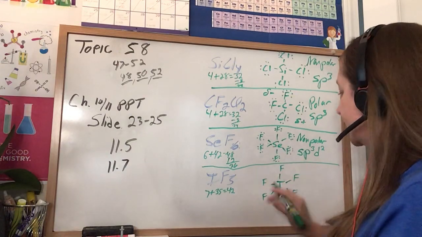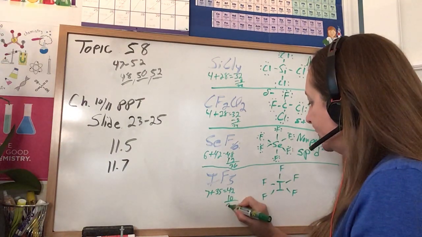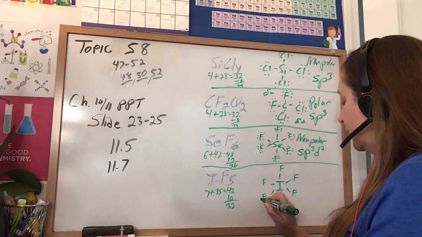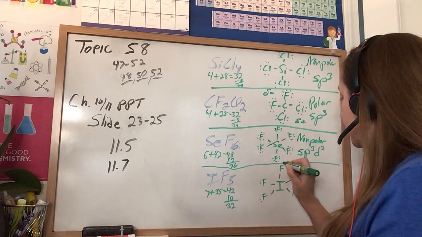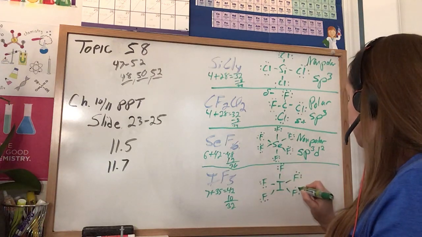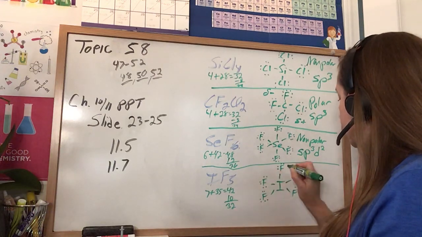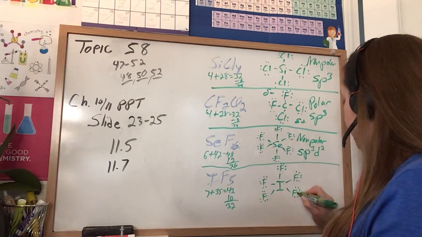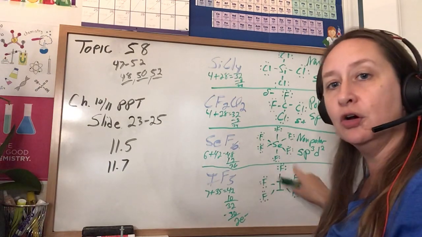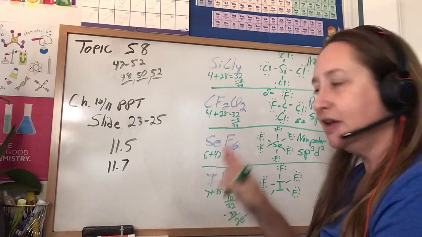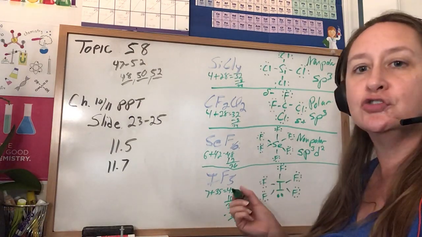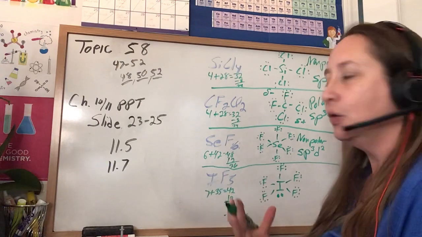So 2, 4, 6, 8, 10 electrons are being used up. I have 32 left. So I'm going to go ahead and start filling the fluorines' valence with octets. So 2, 4, 6, 8, 10, 12, 14, 16, 18, 20, 22, 24, 26, 28, 30. So I've used up 30. I've got 2 electrons left. Now, once you've made all the terminal atoms have an octet, then you're going to put these last 2 electrons on the central atom. And make sure that you draw them in a way that you can kind of see where they are.